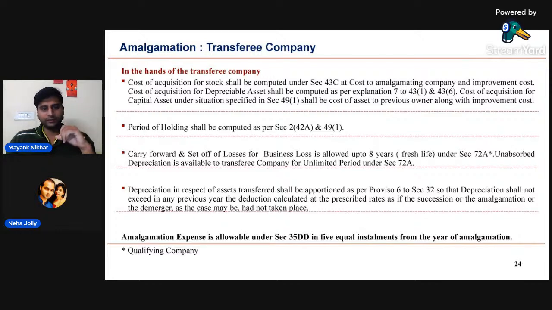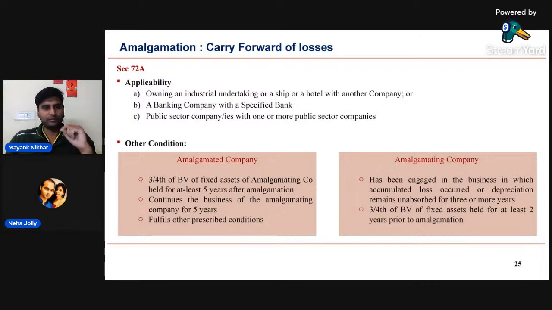Now again, these are simple points. I'm trying to skip those points because there's no valuation requirement under these sections. So simply the period of holding, and what will be the carry forward of losses and business losses. Carry forward of losses shall be for a fresh 7 years, unabsorbed depreciation for an unlimited period. I don't think anything here relates to valuation. It is simply carry forward of losses.